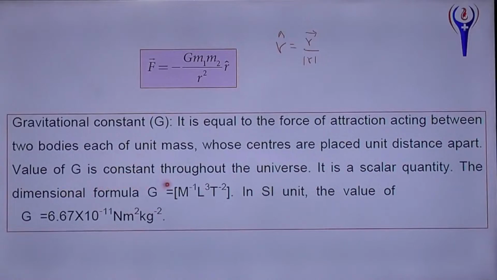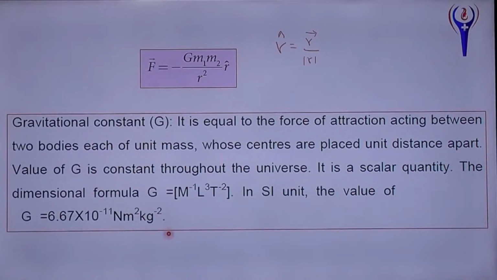Then the value of G is constant throughout the universe, so it is also called the universal gravitational constant. It is a scalar quantity, and its dimensional formula is M power minus 1, L power 3, T power minus 2. The SI unit is N m square kg power minus 2, and its value is G equal to 6.67 into 10 power minus 11 N m square kg power minus 2.